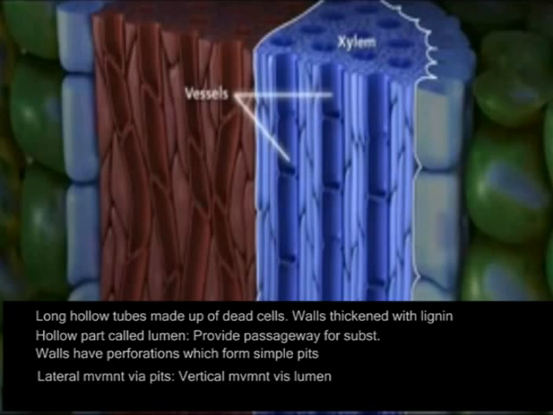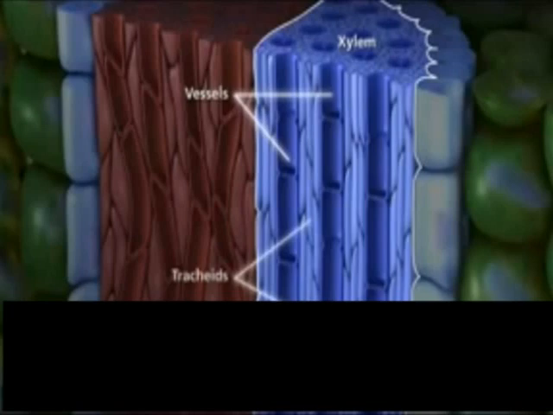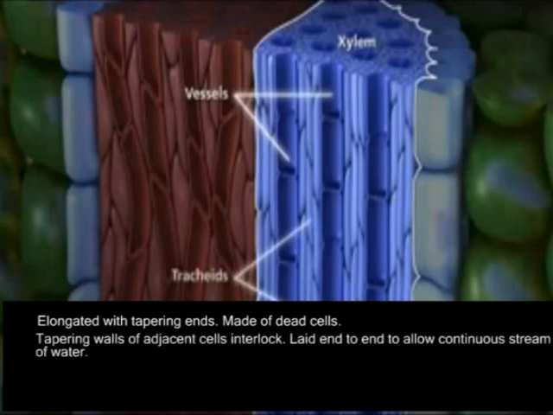We also have elements we call tracheid elements. Tracheid elements are elongated with tapering ends. They are made of dead cells, and the tapering end walls of neighboring cells interlock. The tracheid elements are laid end to end, and this arrangement enables a stream of water to be continuous.